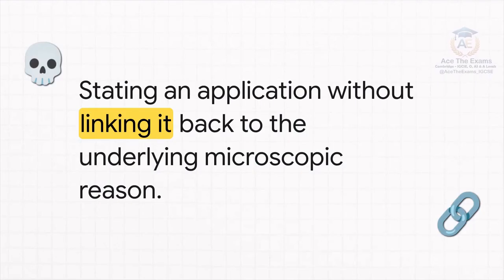The answer on the left committed the fatal error. They stated an application without linking it back to the underlying microscopic reason. They basically handed the examiner a scattered collection of facts instead of a connected mechanism. If you just write down that a diamond is a covalent network solid and it's used in cutting tools, you've missed the middle entirely. You absolutely must explain what physically happens inside the solid to cause that extraordinary hardness. Mechanism to consequence, that is the vital link.